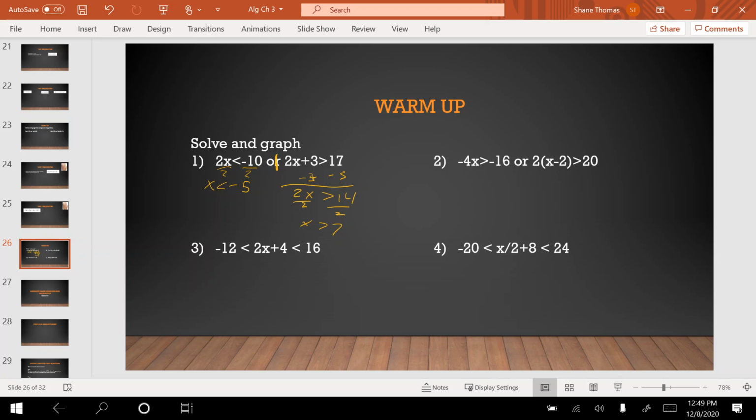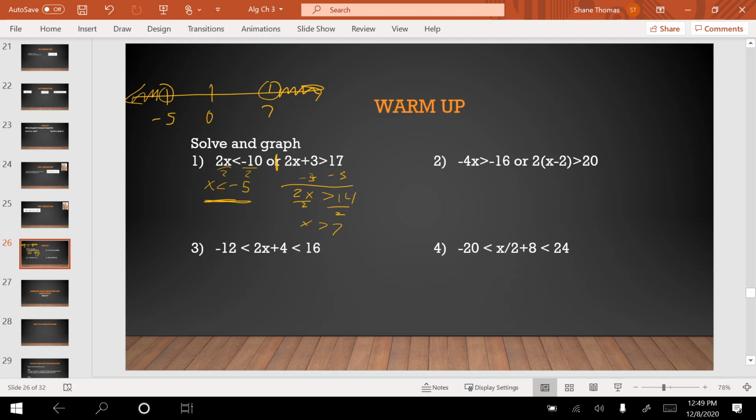So from there, put it on a number line. 0, -5, +7. At -5, we're going to have an open dot, and it's going left. That was this guy. And then over here, x is greater than 7, open dot, going to the right.